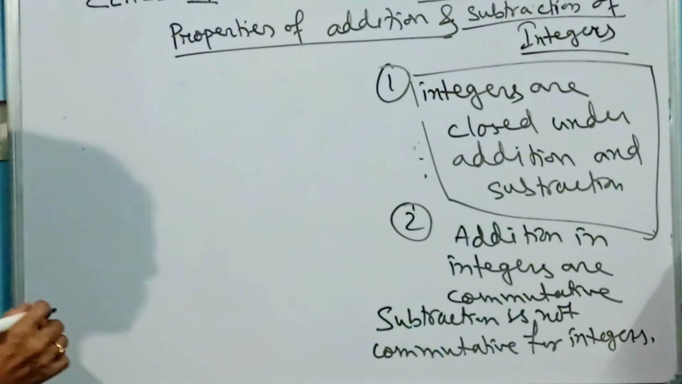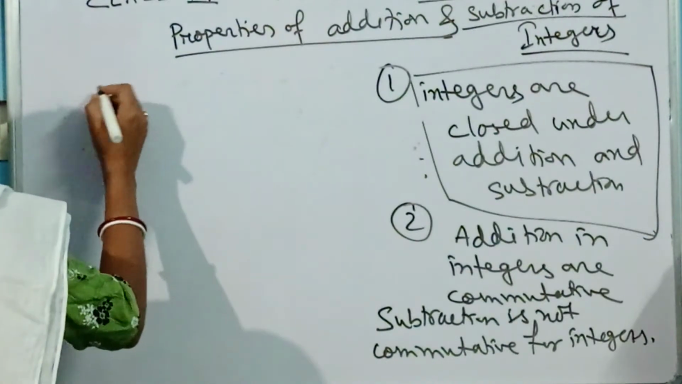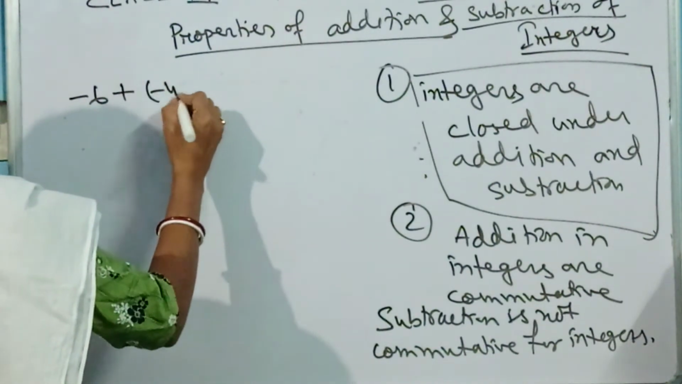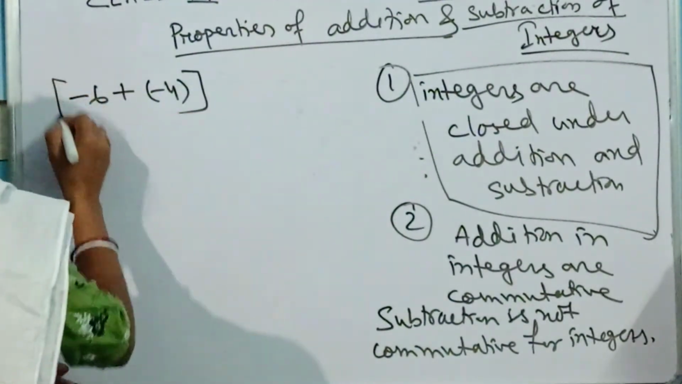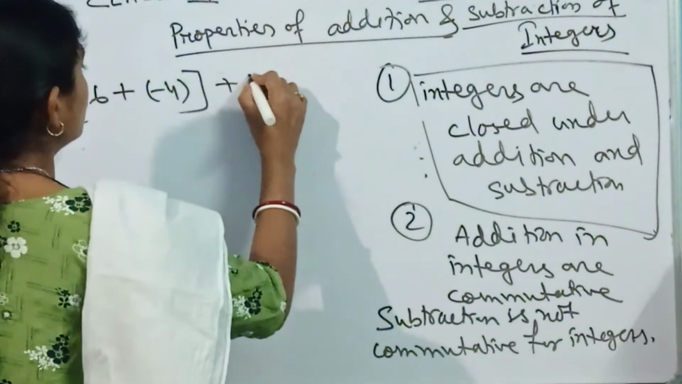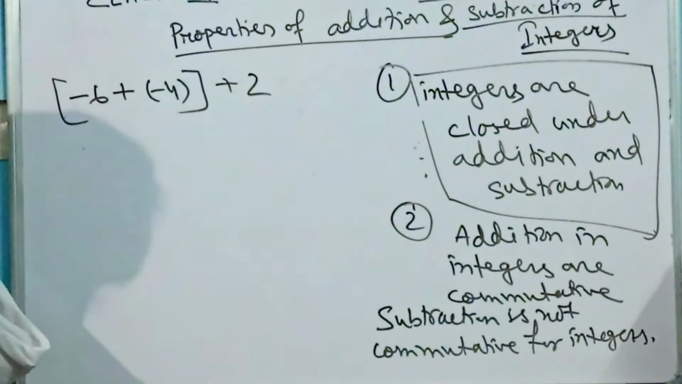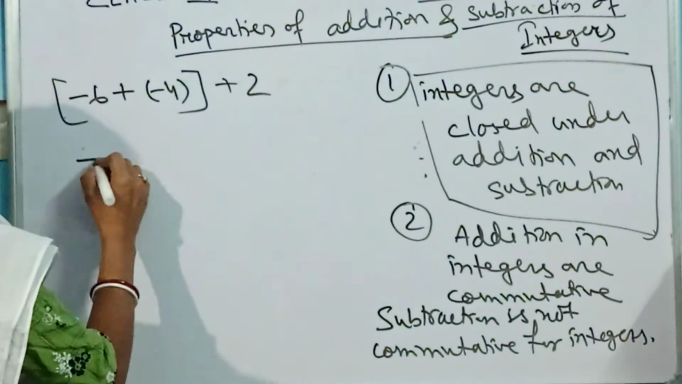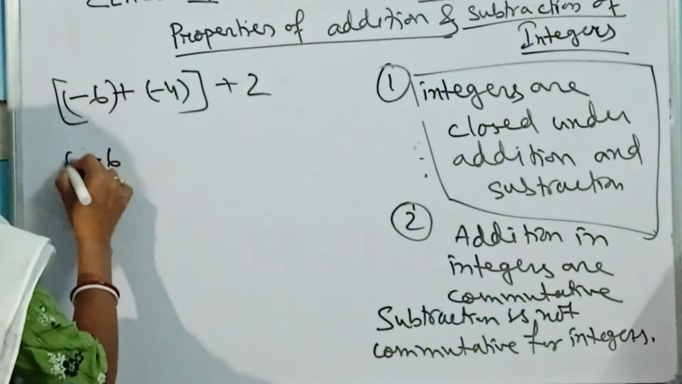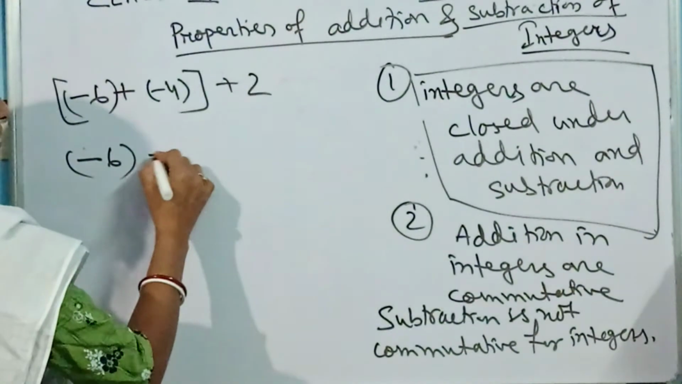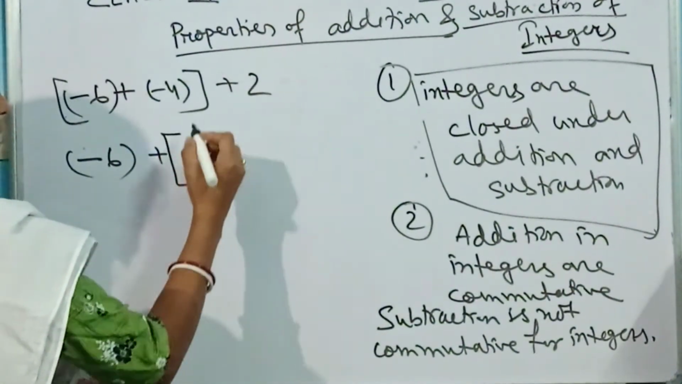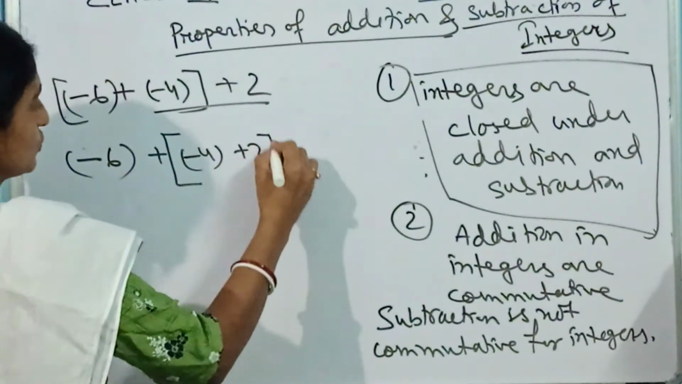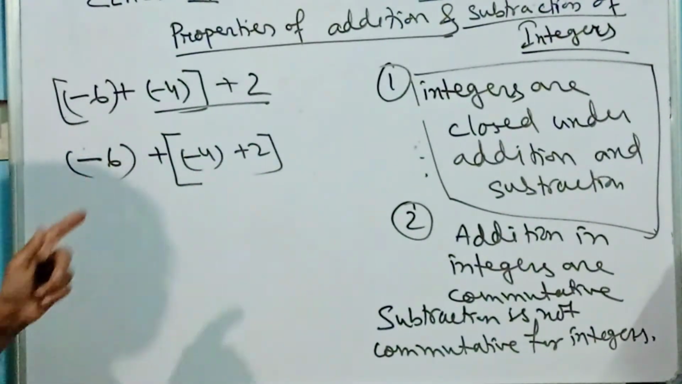Here I am taking one example. Let it be -6 plus -4, and I am adding 2 with them. Okay, this is the first situation. In the second situation, I am just changing their grouping. I am taking out that -6, then I am putting that plus over here. Now I am making the group of these two, that is -4 plus 2. Let's come to the solution.